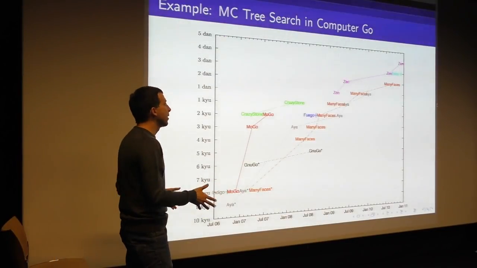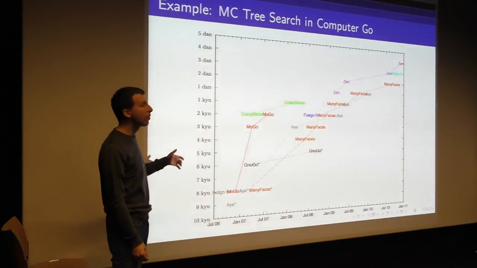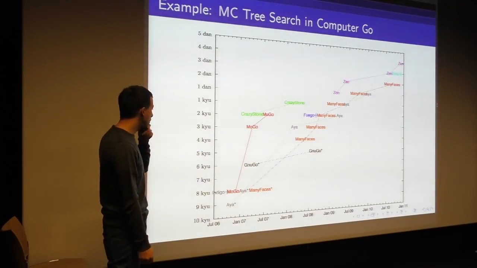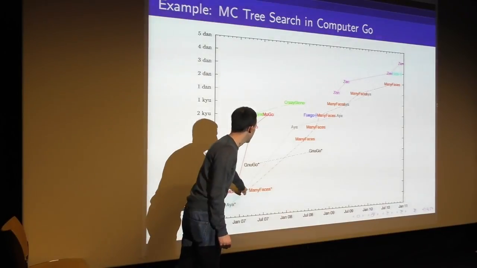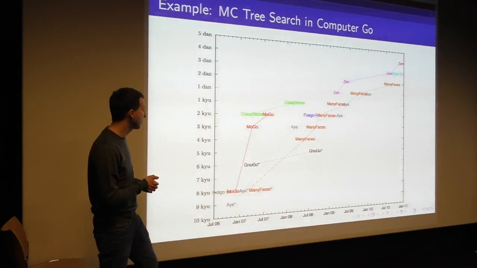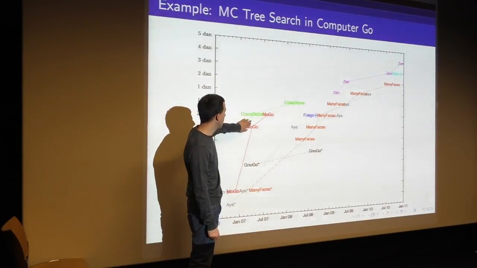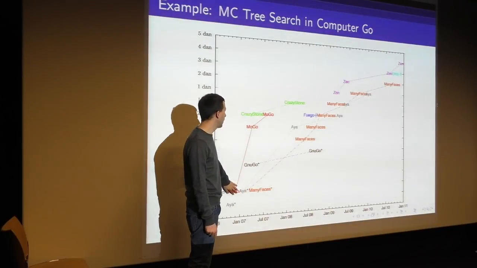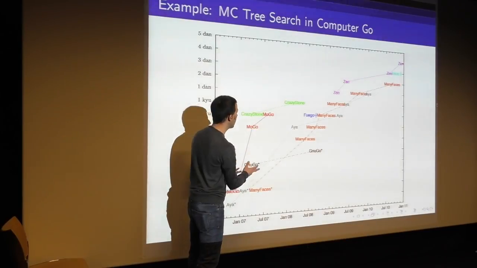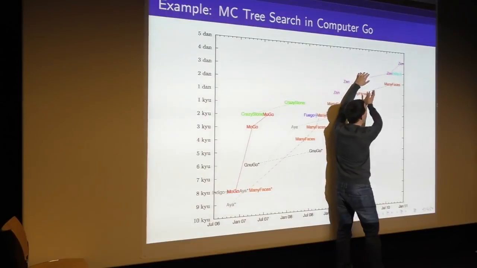Just to go back to the Go example, how does this work? This is a plot of how strong Go programs have become over time. And what we see is that these asterisk programs down here were the state of the art before these Monte Carlo search algorithms came around. Then the first Monte Carlo search programs, Mogo and Crazy Stone, came along and made big leaps forward in performance that very quickly overtook them. And there's been steady progress. All of these programs are Monte Carlo programs.